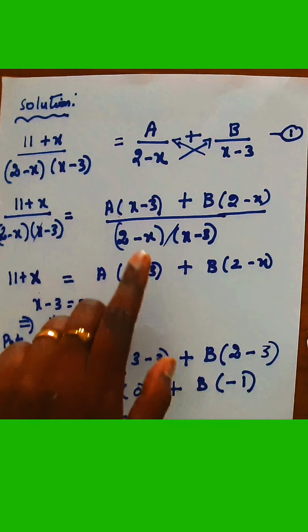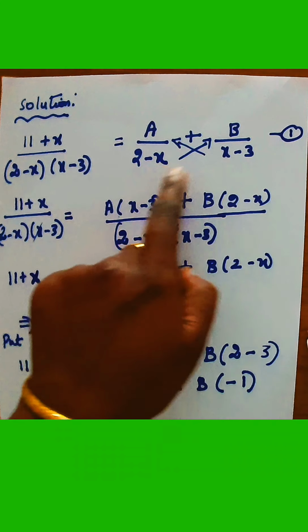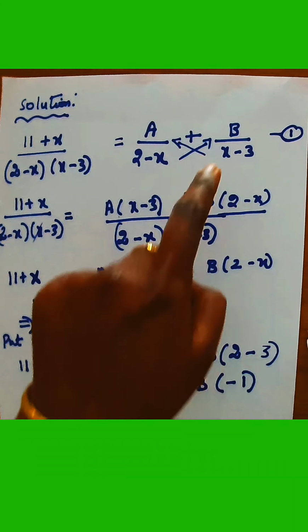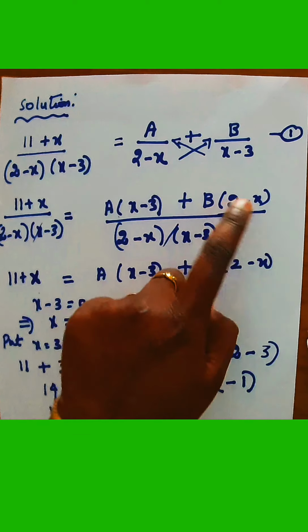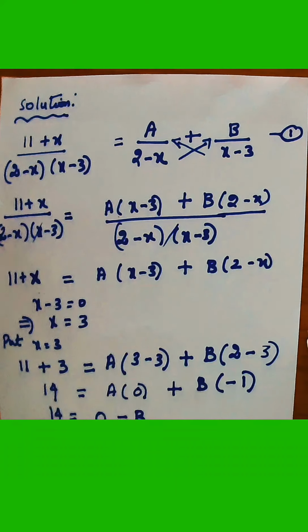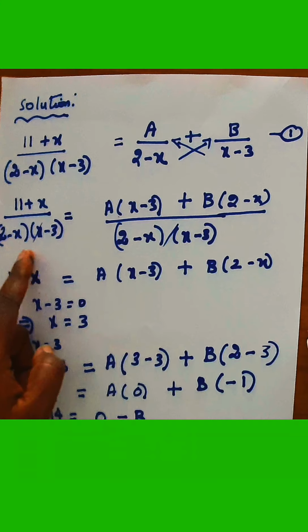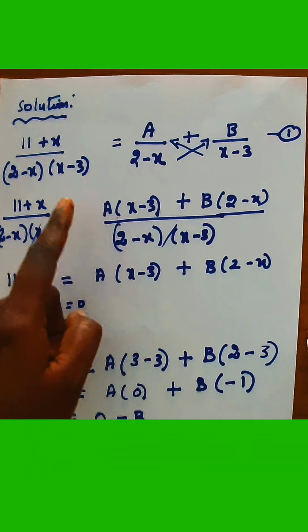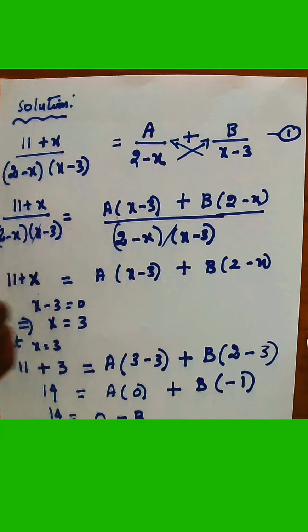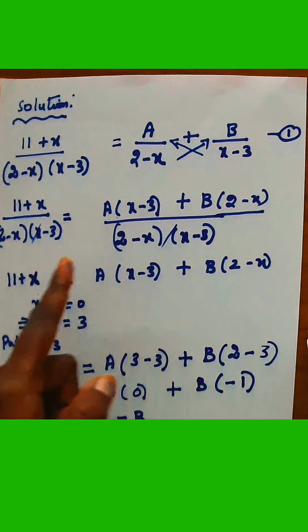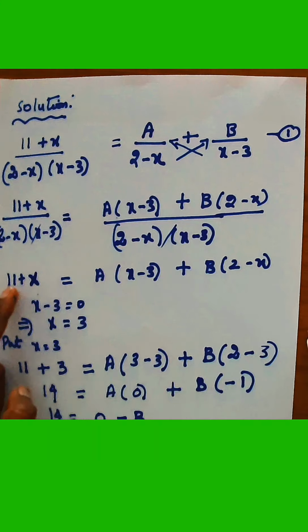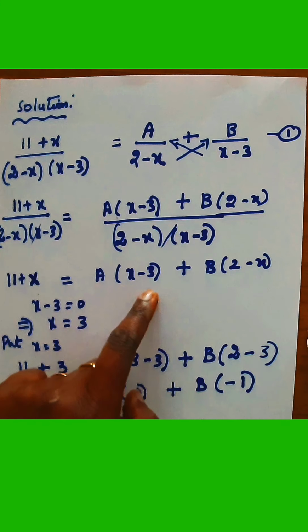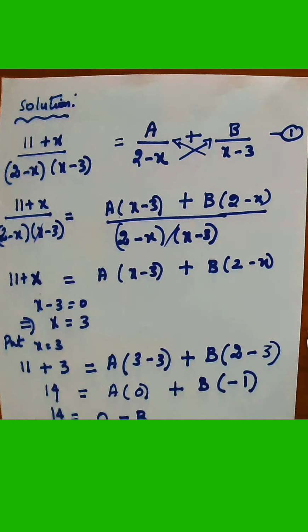In order to find it, we have to take the LCM. 2 minus x times x minus 3 will be the LCM. Cross multiply: a into x minus 3 plus b into 2 minus x. The left hand side will be the same, keep it as it is. Now if I take this denominator to the other side, it will become multiplication. So this part and this part will get cancelled. We cancel out the denominator part and equate only the numerator. 11 plus x is equal to a times x minus 3 plus b times 2 minus x.